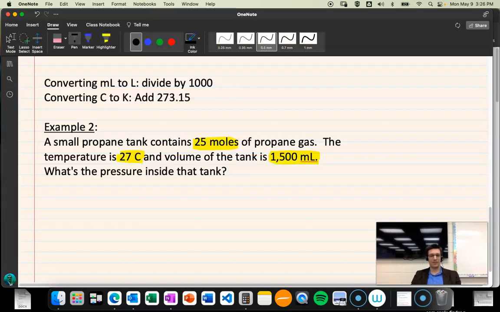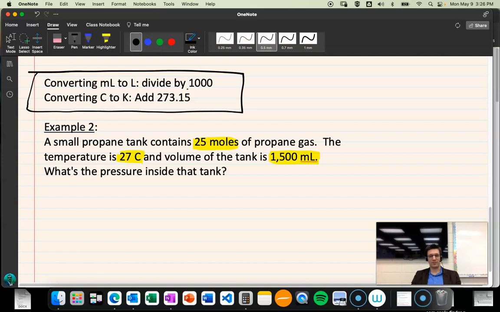Well, write these down in your notes. If you want to convert from milliliters to liters, there are 1,000 milliliters in a liter, so you've got to divide by 1,000. To convert from Celsius to kelvins, you add 273.15. And that's it. So let's do this.